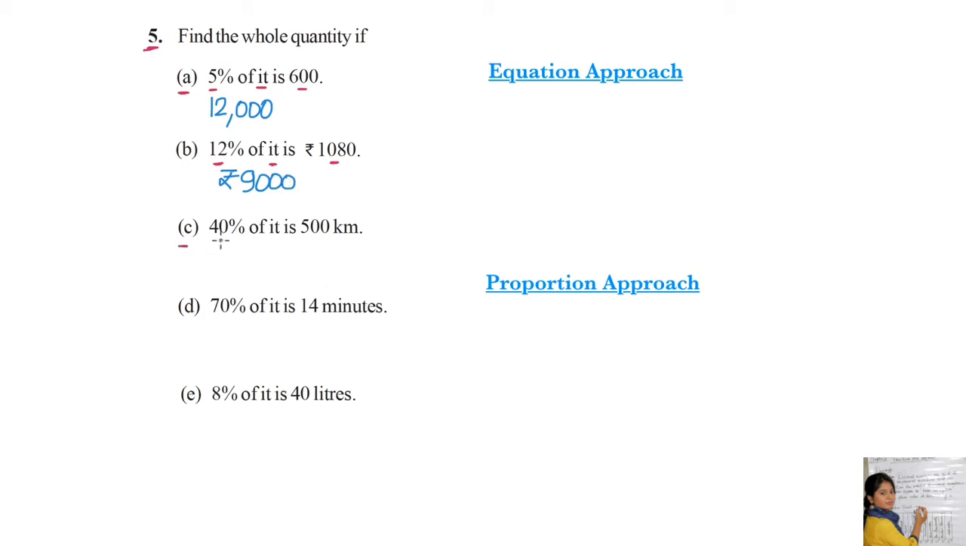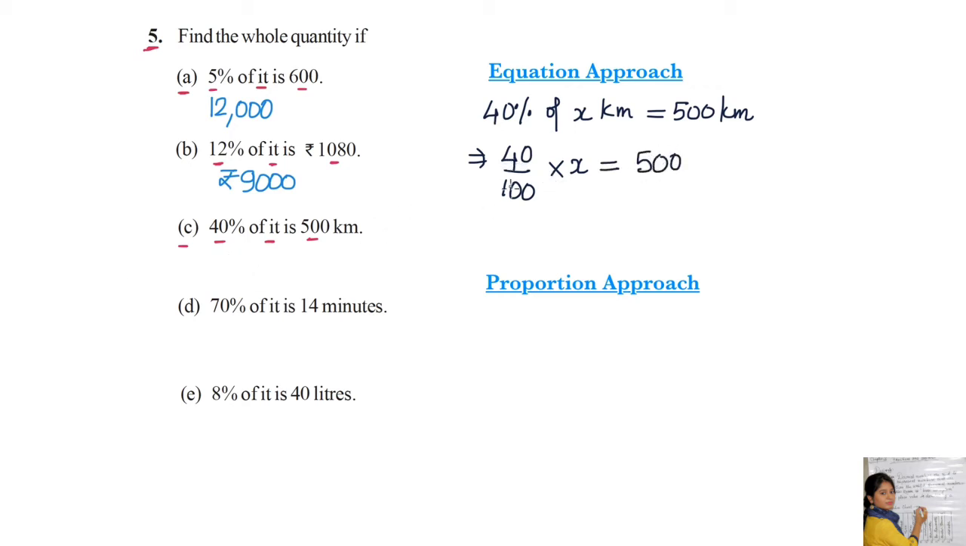In part C, we need to find an unknown quantity when 40% of it is 500 kilometer. Again, let us assume it as x. So 40% of x kilometer is given as 500 kilometer, right? So now 40% can be written as 40 by 100 into x, that will be equal to 500.